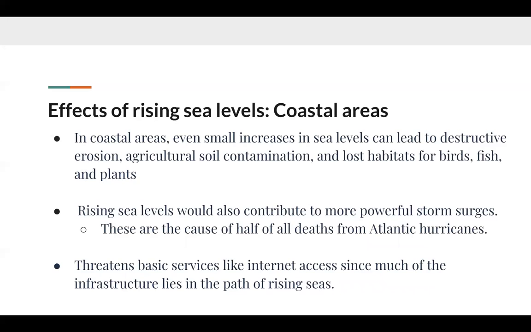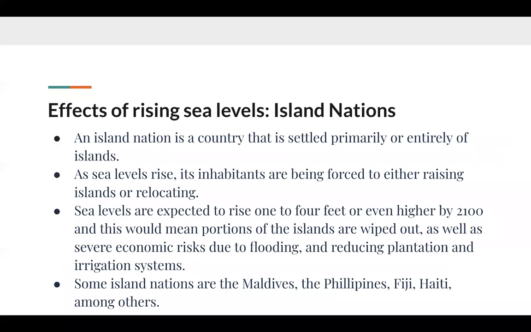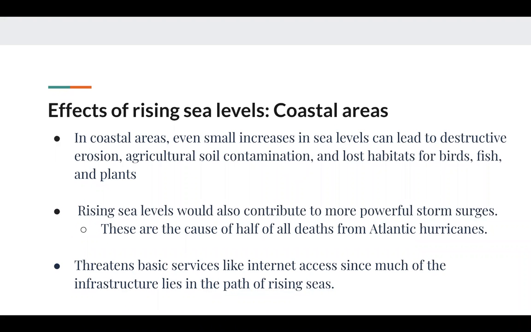And agricultural soil contamination just means that there's a possibility that the water gets contaminated when it floods into a city or a small town or something, and it can get contaminated with possibly fertilizers or other toxic chemicals, and they could reach agricultural soil and possibly contaminate that soil. And even after the water is drained, the soil could still be contaminated, and it wouldn't be an optimal condition for growing plants.